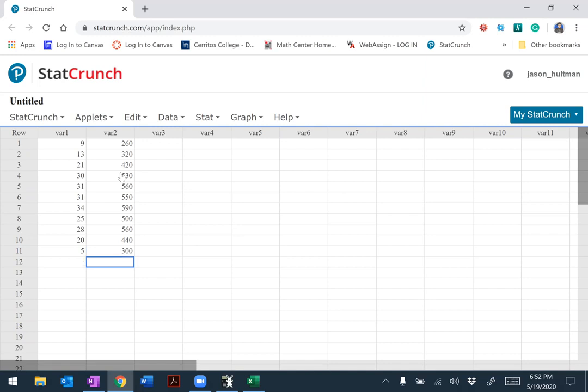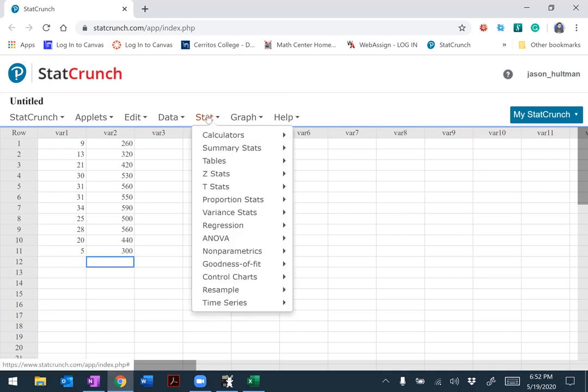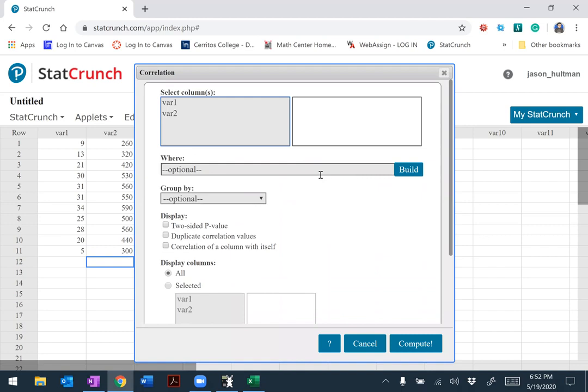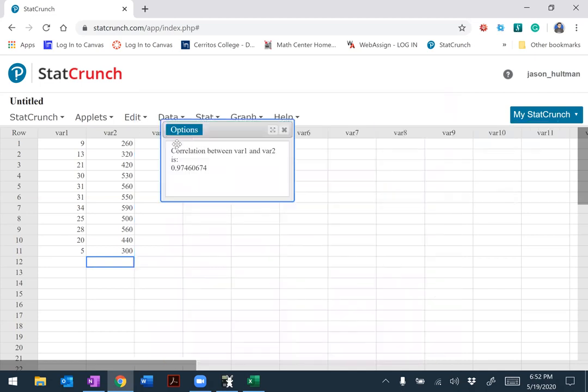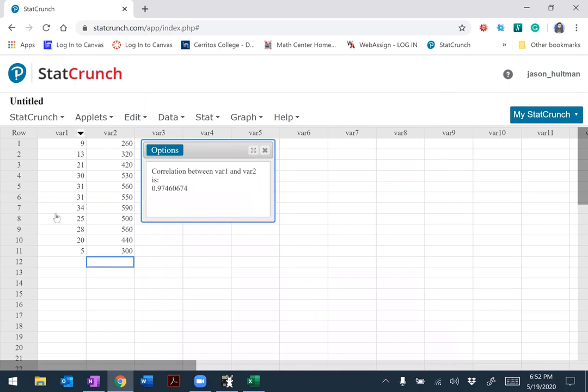Okay. So first, let me show you how to get the correlation coefficient here. I'm going to go to Stat, Summary Stats, and Correlation. That's it. Stat, Summary Stats, and Correlation. How are we going to get R? Okay, and it says select your columns. I'm going to select both of these with Shift. Okay, and I'm going to go to Compute. Okay, and it says the correlation between column 1 and column 2 is 0.9746. Boom. That's the correlation coefficient.